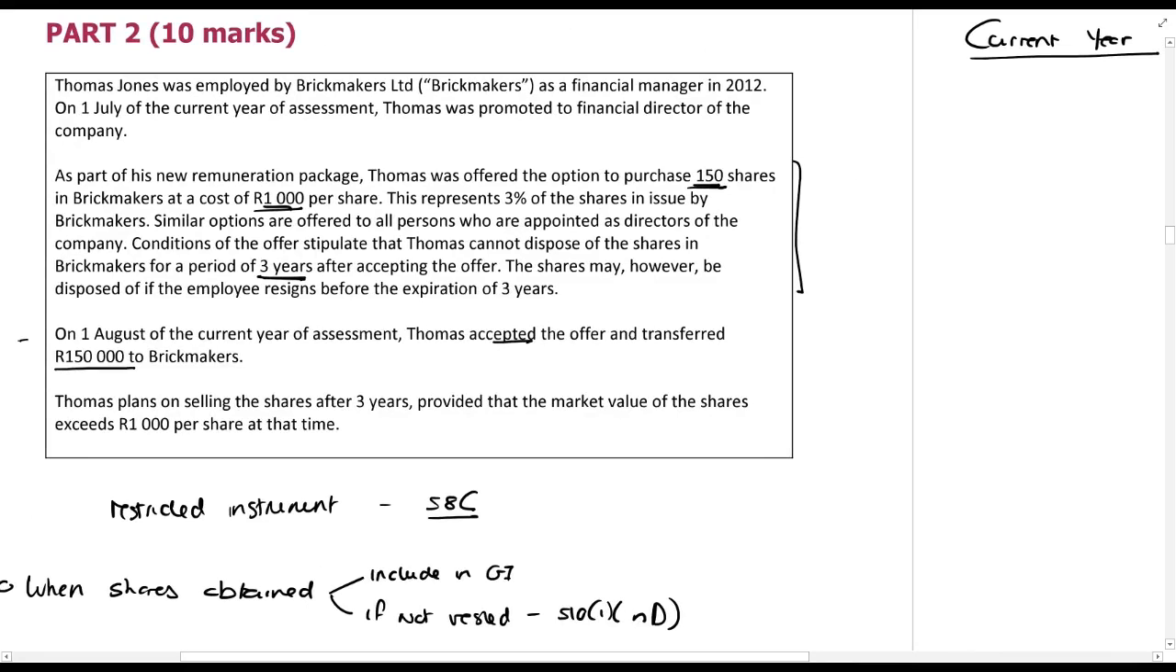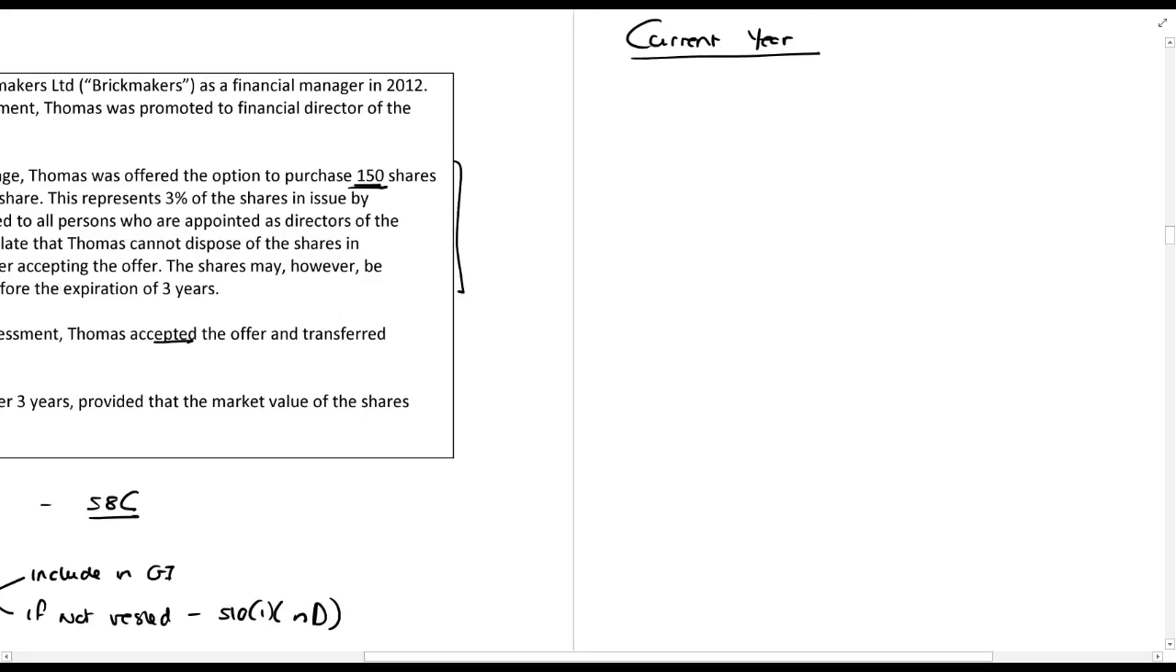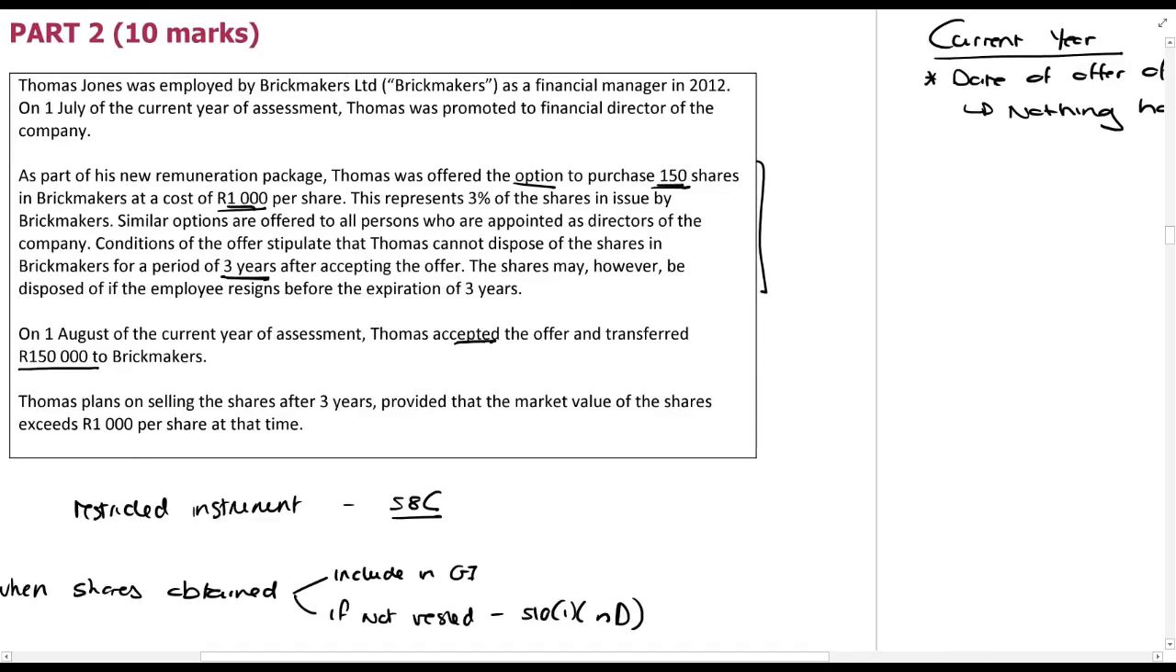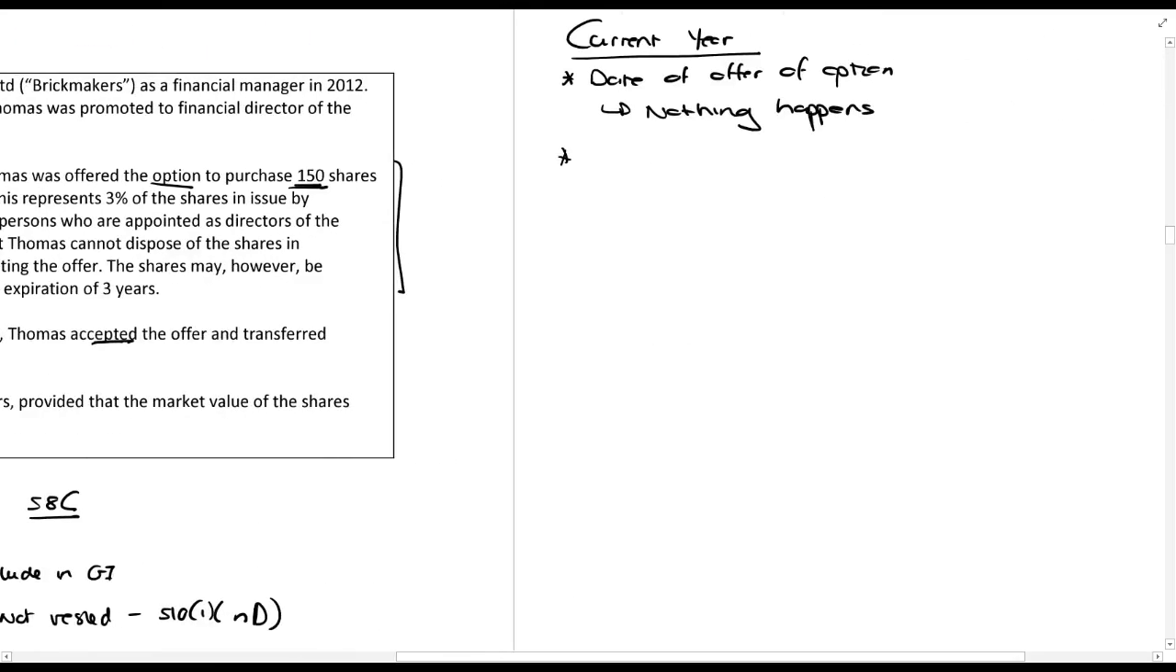So on the date, I'm going to make a comment here, date of offer, of option. So the date they tell him that he has the option, nothing happens. When you just get an offer for something, and you don't do anything about it, nothing has happened. Right, then they give him the offer, he accepts the offer. Right, the moment he accepts the offer, you perform the following calculation.